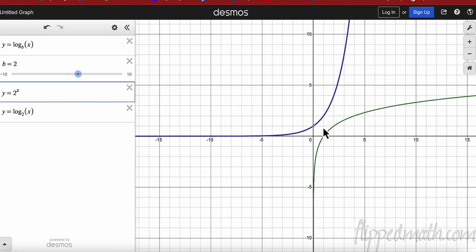As I go over 1, I increase by 1, but every time that is going to double, right? So now watch this. I go over 1, I go up 2. I go over 1, I go up 4. So my inputs stay the same, but what happens is my outputs go up much, much quicker.